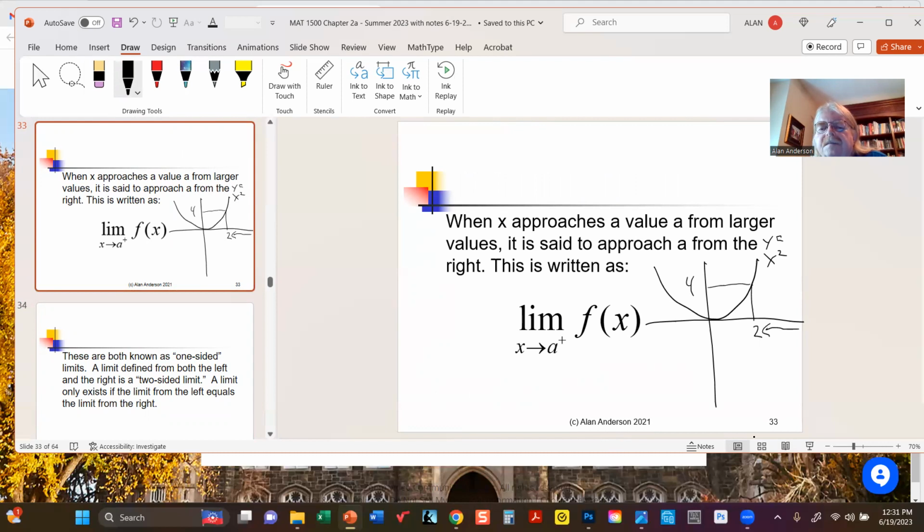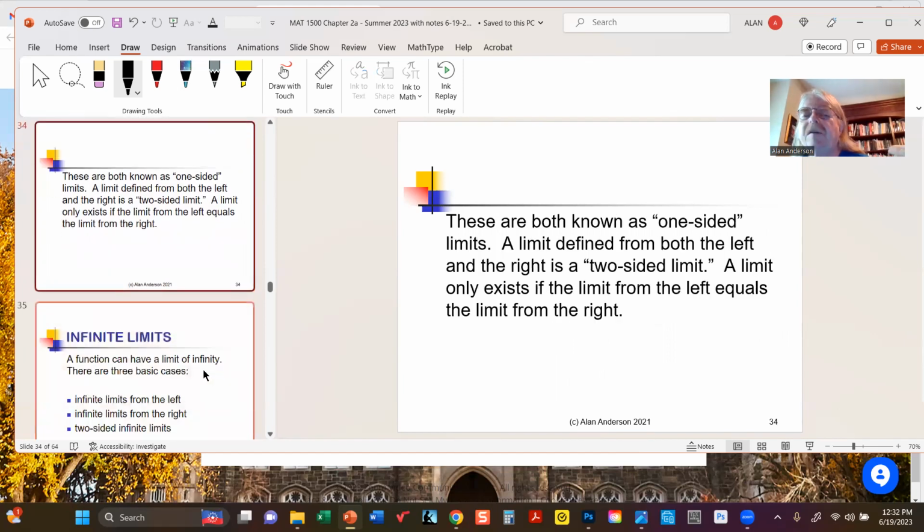That would be this case. Okay. And so again, the terminology is that when we're approaching from the left or the right, we call that a one-sided limit. Coming from both directions is a two-sided limit. And as we've already discussed, a two-sided limit, or just limit, only exists if the limit from the left equals the limit from the right. Okay. So that is absolutely required for the limit to exist. It must be the same coming from both directions.